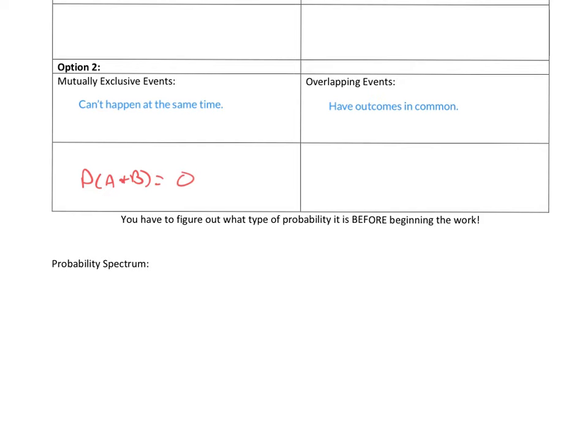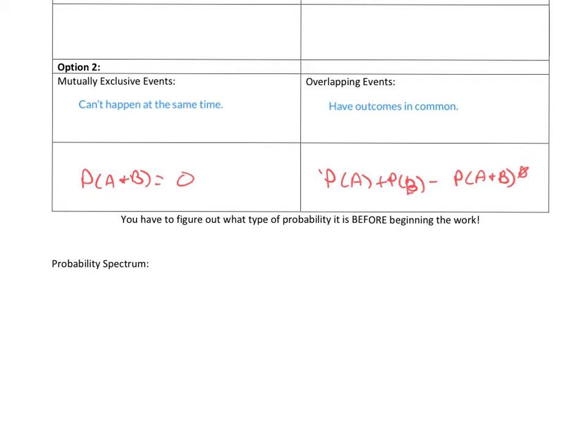So we have to look at these events where we're asking, what's the probability of A plus the probability of B minus the probability of A and B. So again, that would just be your probability of A plus your probability of B, but then we have to subtract out the overlap.